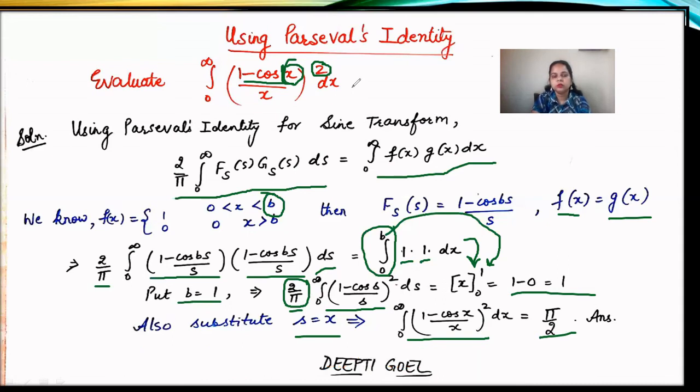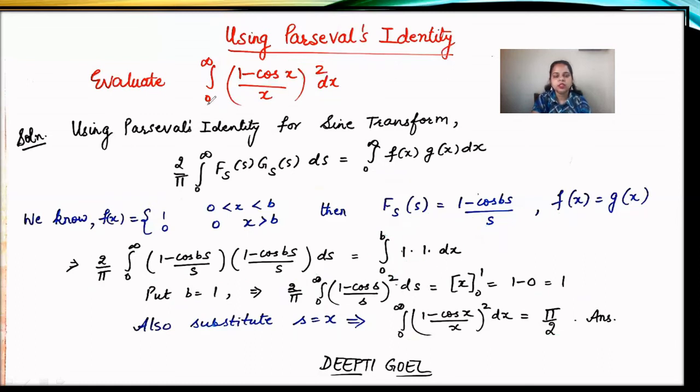So in these Parseval's identity results, we should be able to judge the function for which we shall get a particular formula of the Fourier sine transform or cosine transform, and that Fourier sine or cosine transform is the question itself.